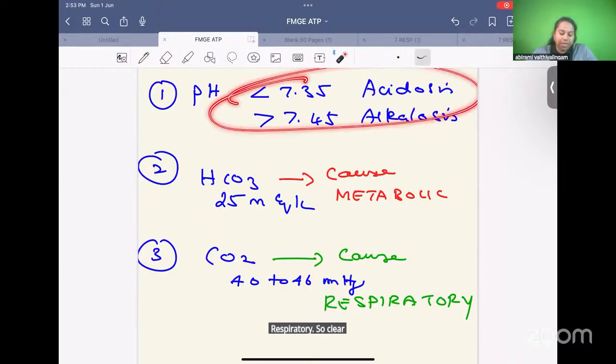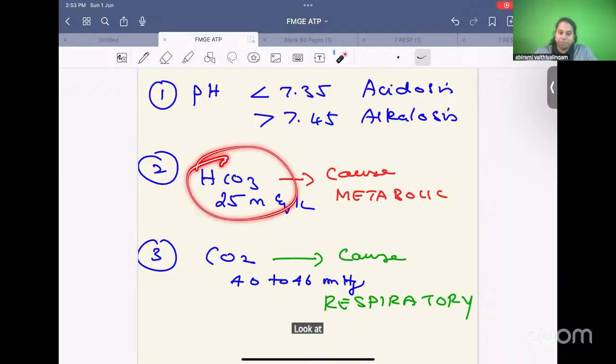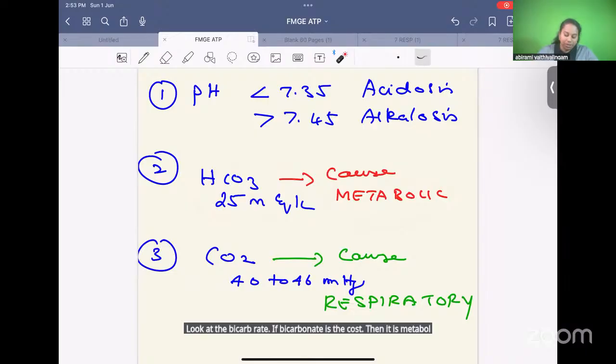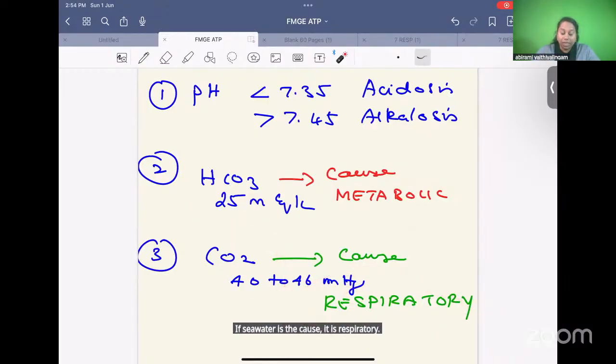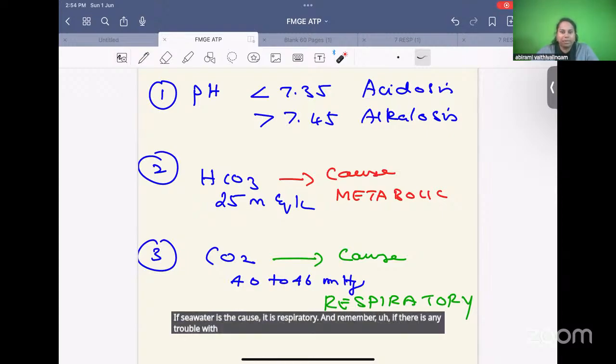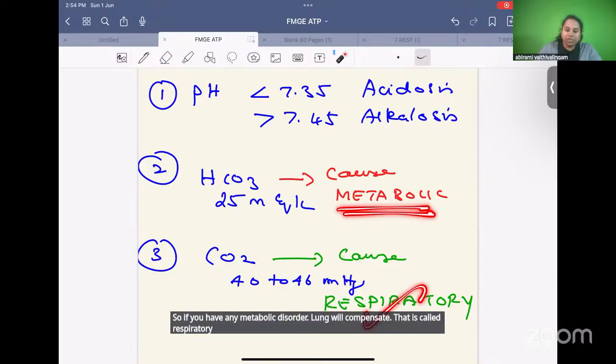So clear? With the pH, find out acidosis or alkalosis. Look at the bicarbonate. If bicarbonate is the cause, then it is metabolic. If CO2 is the cause, it is respiratory. And remember, if there is any trouble with the metabolic or the respiratory side, the other will balance for this. It will compensate for this. So if you have any metabolic disorder, lung will compensate. That is called respiratory compensation.